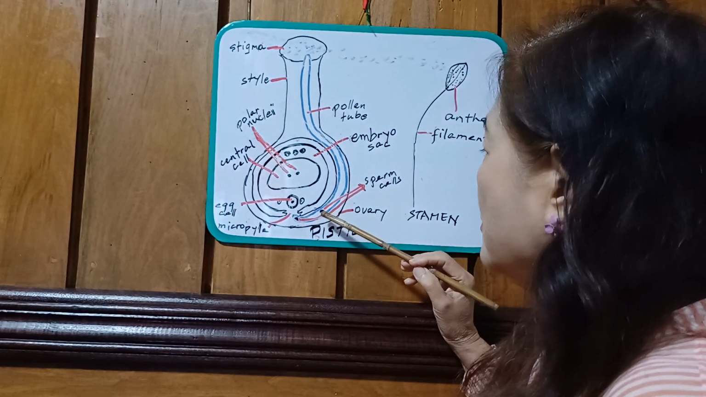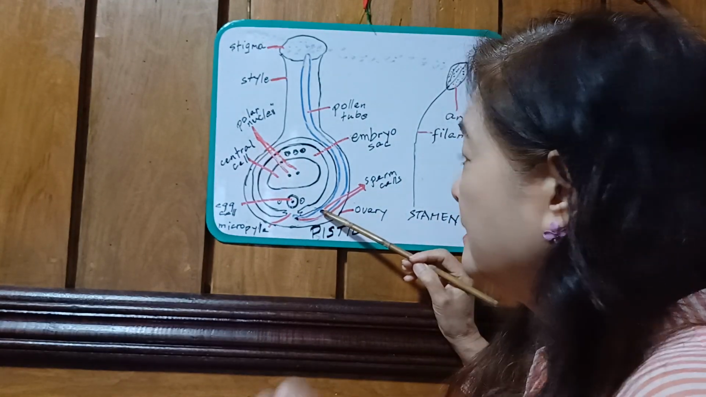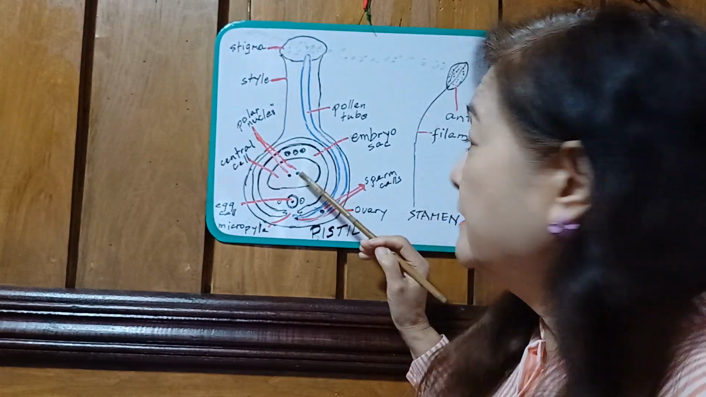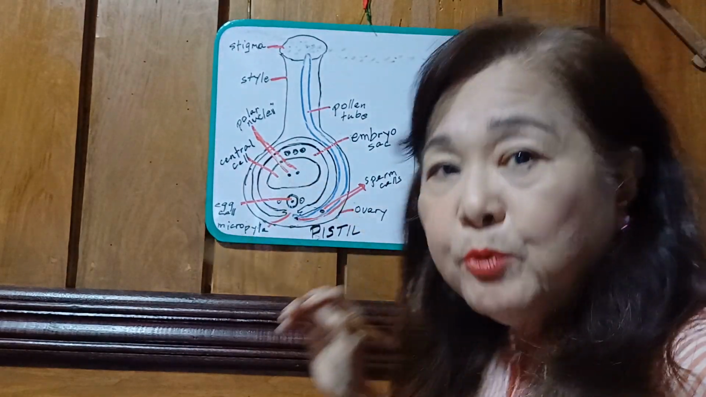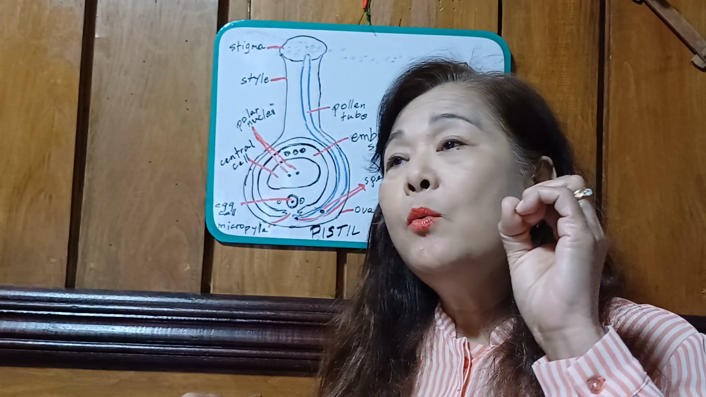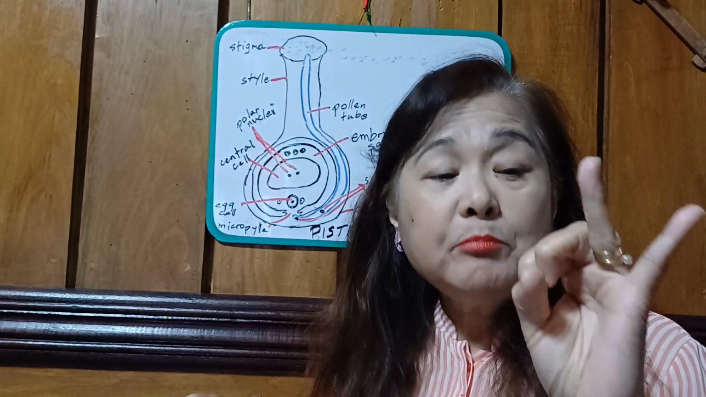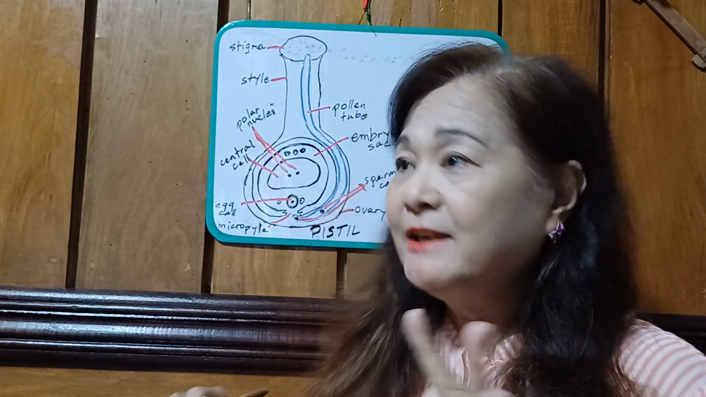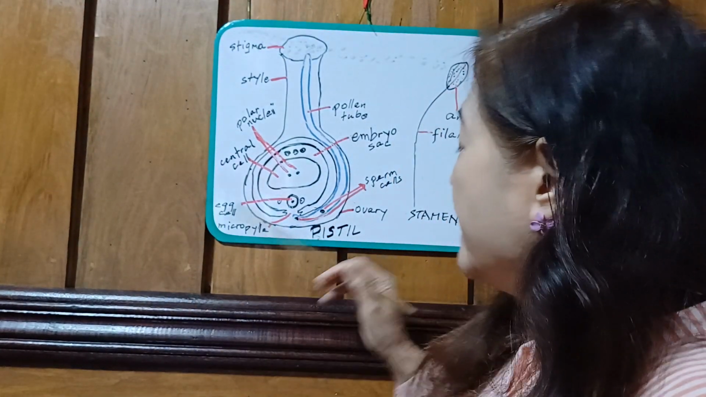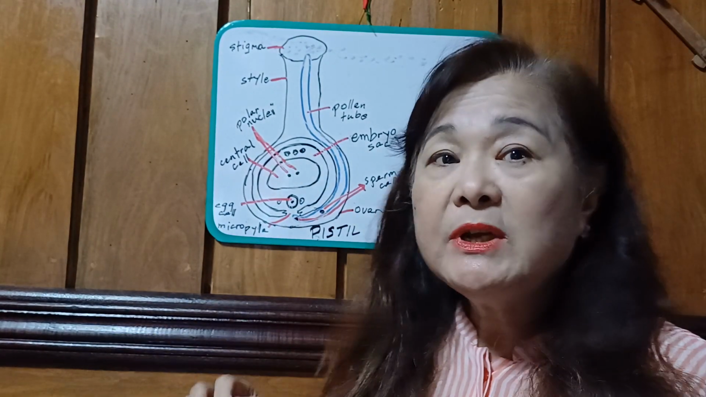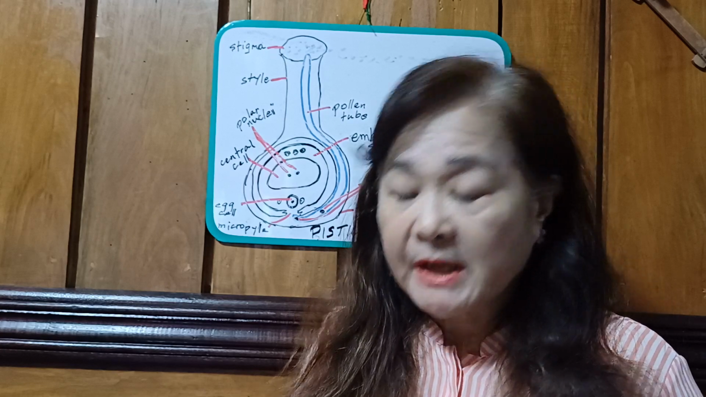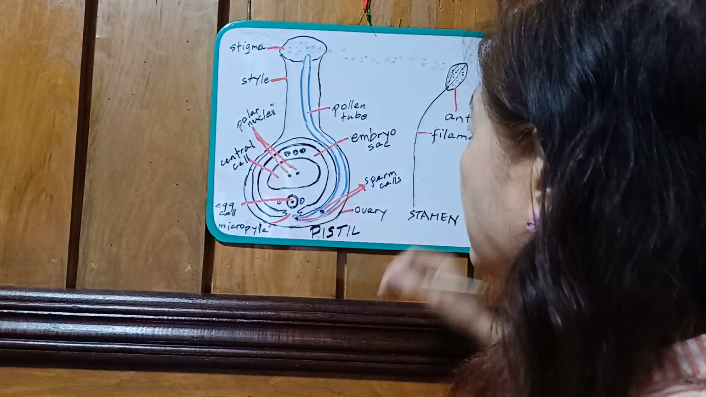So, we said a while ago that the sperm cell is haploid plus 2 polar nuclei which together are diploid. Then they will produce a triploid structure which we call the endosperm. One haploid plus one diploid equals triploid, a triploid structure which we call the endosperm. The endosperm will serve as the food for the developing embryo. This is what you call double fertilization.